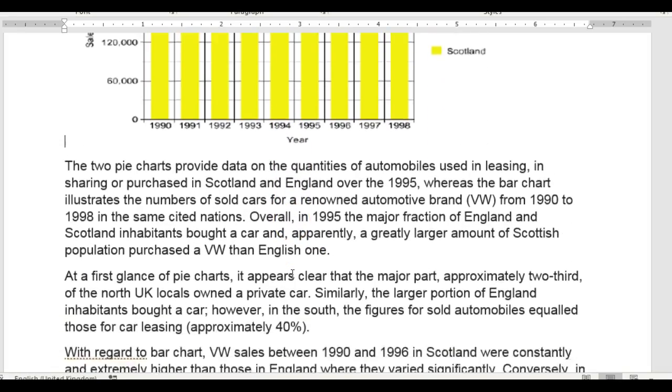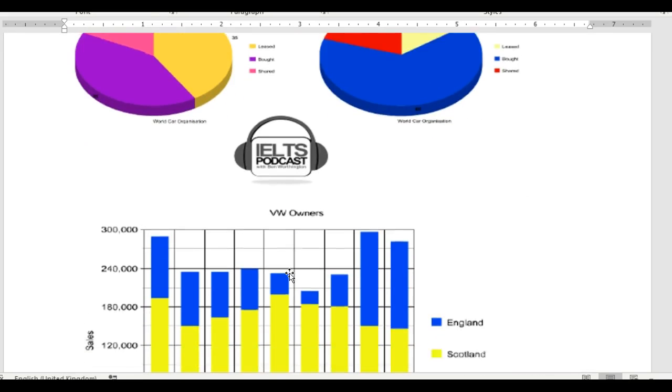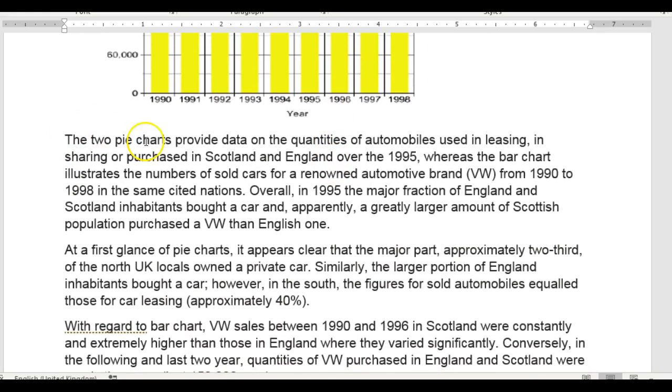Now let's have a look at your task one answer first. You had to comment on the combined chart, two pie charts and one bar graph. Okay, the two pie charts provide data on the quantities of automobiles used in leasing, in sharing, or purchased in Scotland and England over the 1995, whereas the bar chart illustrates the numbers of sold cars for a renowned automotive brand, Volkswagen, from 90 to 98 in the same cited nations.